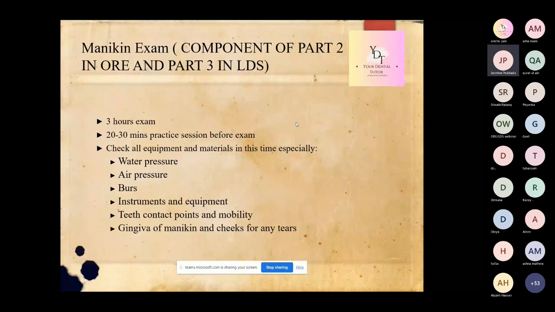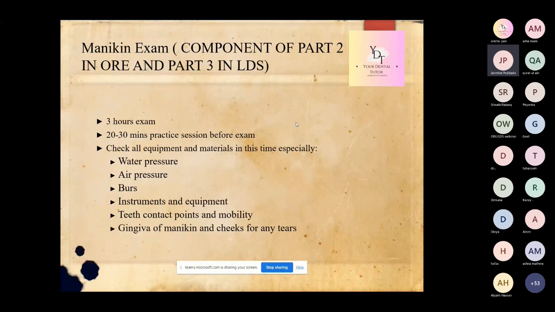So just the Manikin now. Manikin is a part of the part two exam in ORE. You have to pass that Manikin component as well, in line with everything else. So you don't get the chance to fail just Manikin and not repeat every other thing. Most of the candidates just fail Manikin and they have to redo everything again. So it's exhausting, but yes, if you pass the whole exam, you're done for life, so you don't have to give any other exams. It's a 3 hours exam.